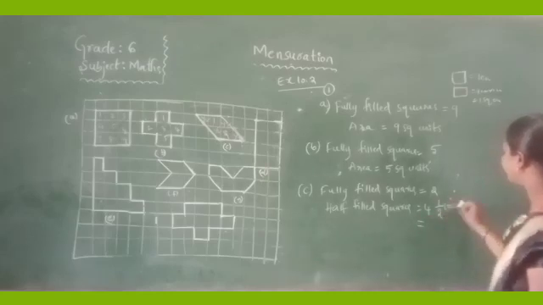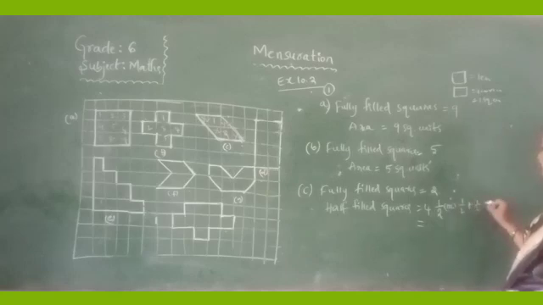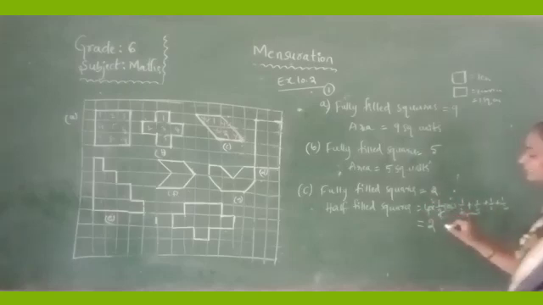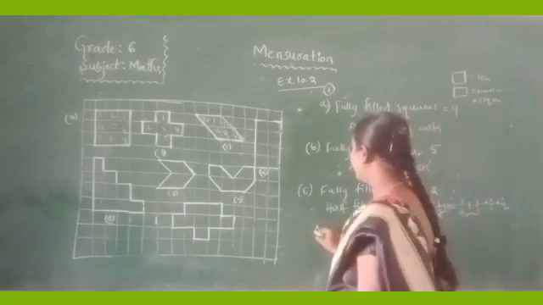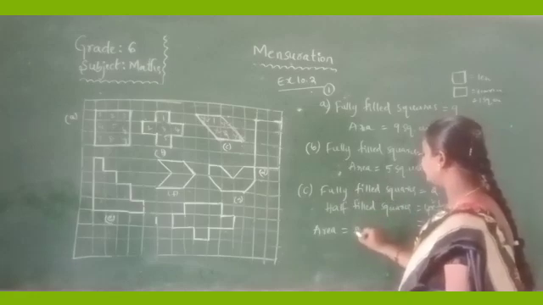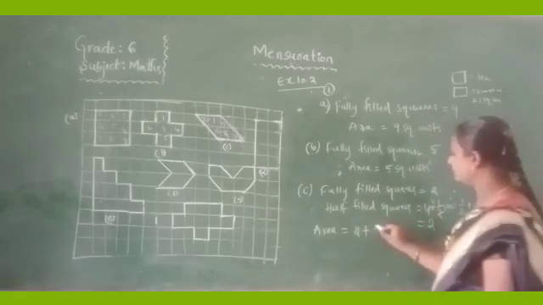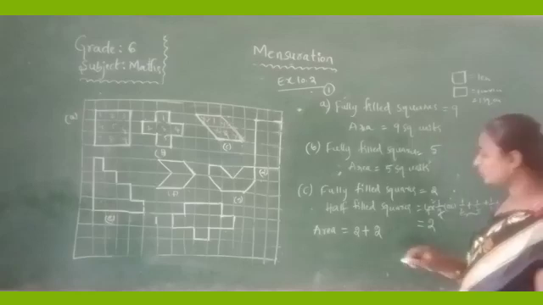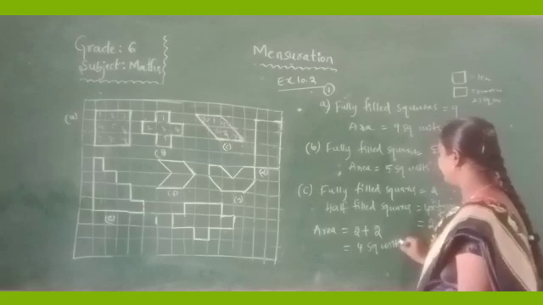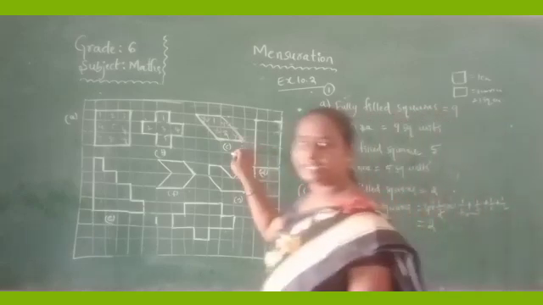4 halves means how much? So otherwise we write 1 by 2 plus 1 by 2 plus 1 by 2 plus 1 by 2. So otherwise directly we cancel, 2 ones, 2 twos. There are 2 half filled squares. Now what is the area of that figure? 2 full squares plus 2, that is 4 half squares. Total 4 square units. This is the area of the figure C.